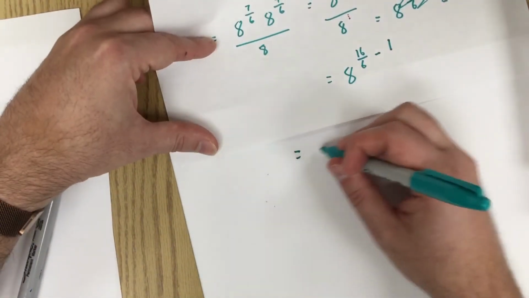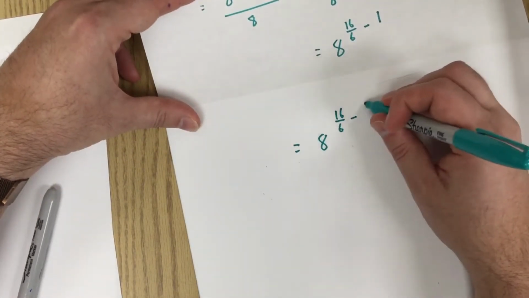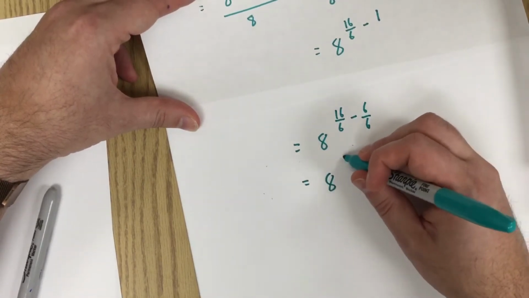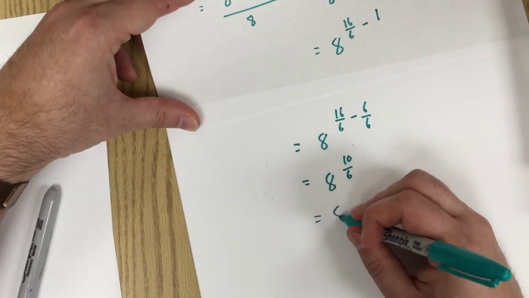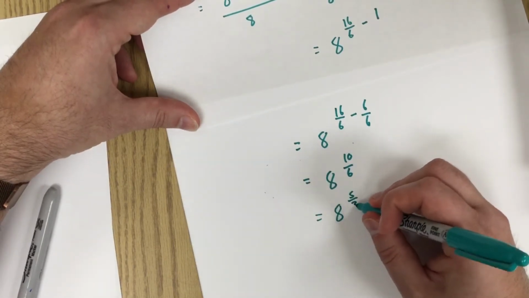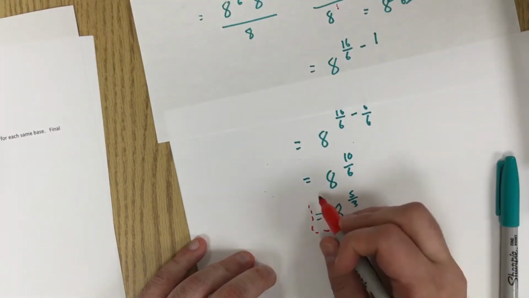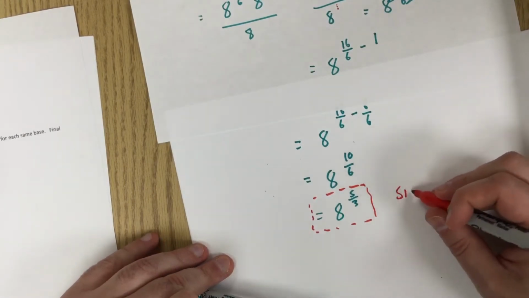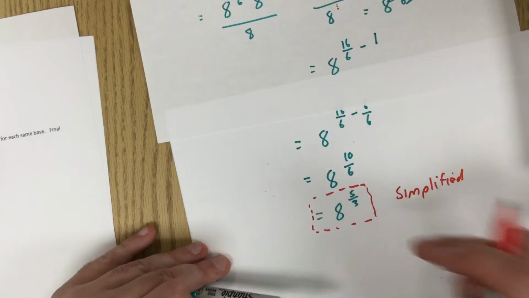So what that gives us is 8 to the 16 over 6 minus 6 over 6, which is 8 to the 10 over 6. And then we have to reduce it. That's 8 to the 5 over 3. And this is the simplified. So now, what we've done over here is we have simplified it. So we're halfway there, but you have to show it step by step.